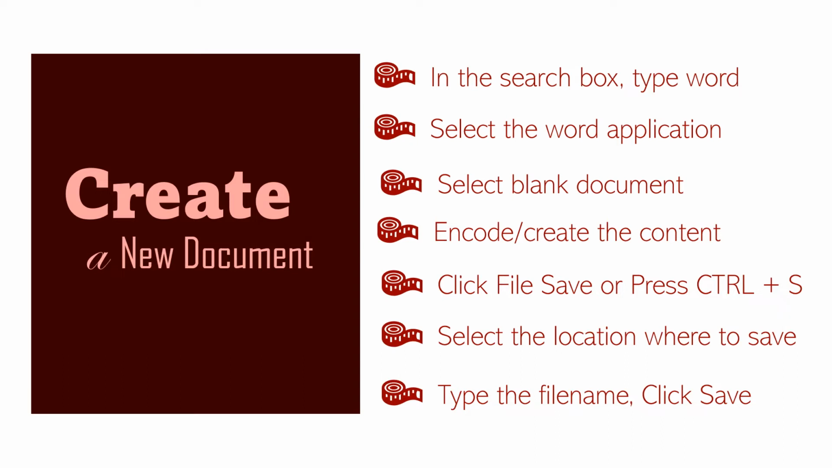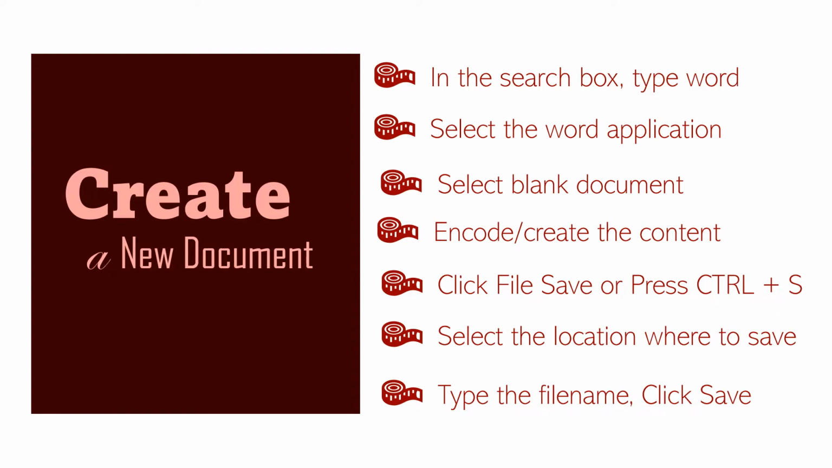After selecting a blank document, this is now the process in which we are going to put all the content that we want, after which we save the file. So how to save a file: click File, Save, or press Ctrl S. Or before we create the content, it could as well be possible to save the document first, and then as you go along, you press Ctrl S. The next process is that in saving, you select the location where to save, type the file name, and then click Save.